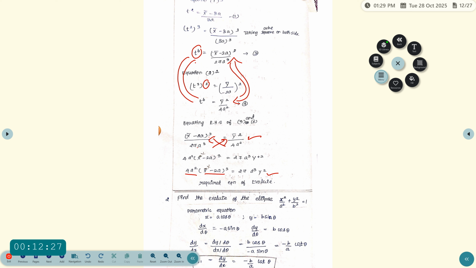So the very first step is, we must know the parametric equation of the concerned curve, whether it may be parabola, ellipse or hyperbola, whatever it is. We have started the problem by the parametric equation only.